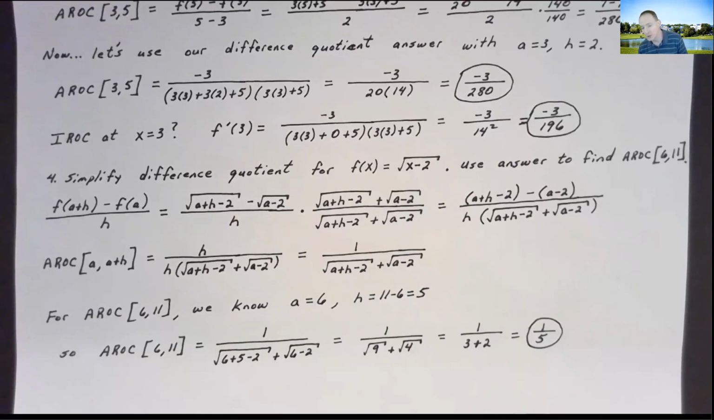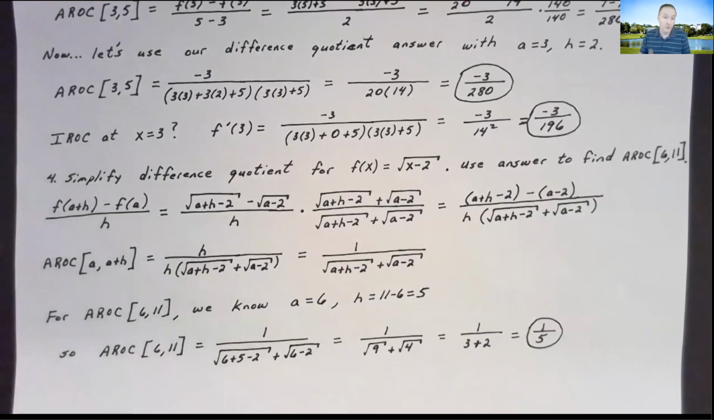We are 100% certain that the average rate of change of the square root of x minus 2 from x equals 6 to x equals 11 is increasing at a rate of 1 y unit per 5 x units in that region. Okay, guys, hopefully this helps you out with the whole concept of the difference quotient and gets you excited about what's coming in the future with that instantaneous rate of change.